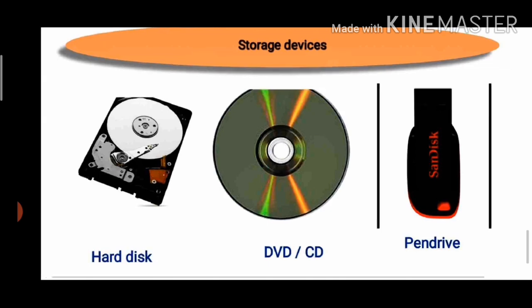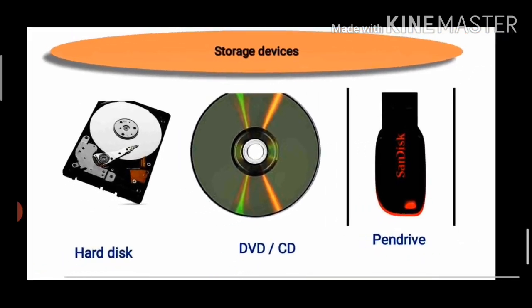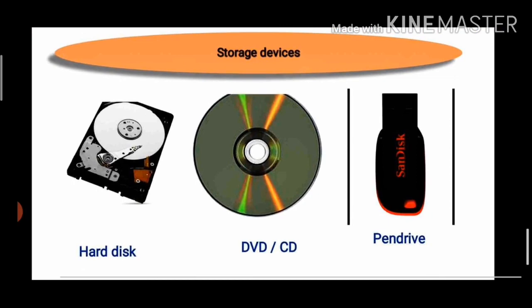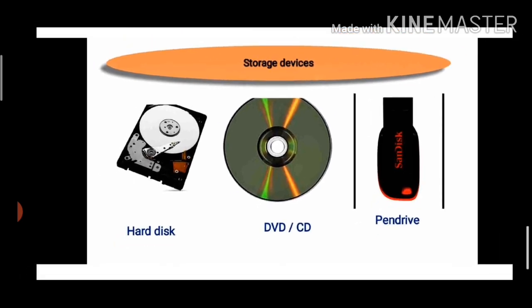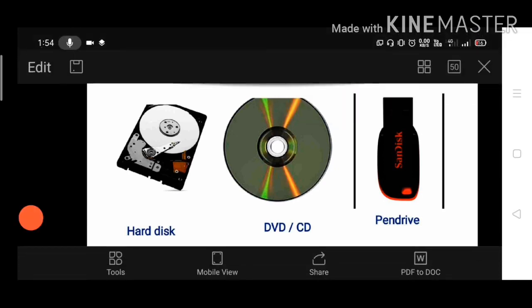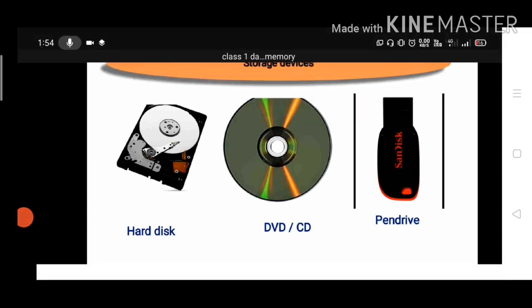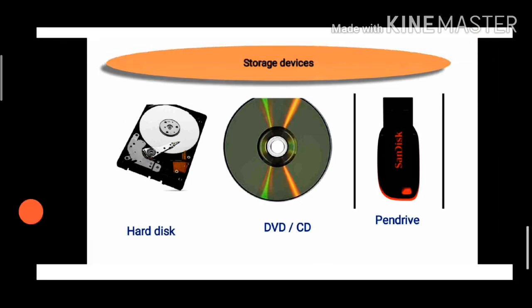Now what is a pen drive? The last picture is of a pen drive. This small device is known as a pen drive, which we have already learnt in our chapter. It is used to store a large amount of data but less than a hard disk, and it is used to transfer data from one computer to another.